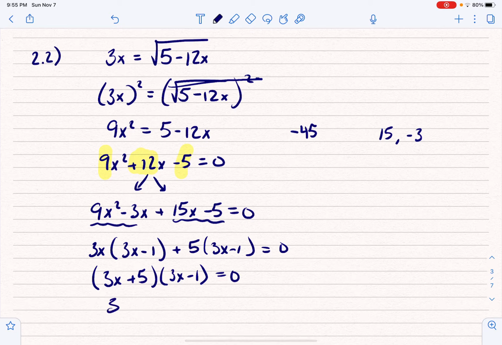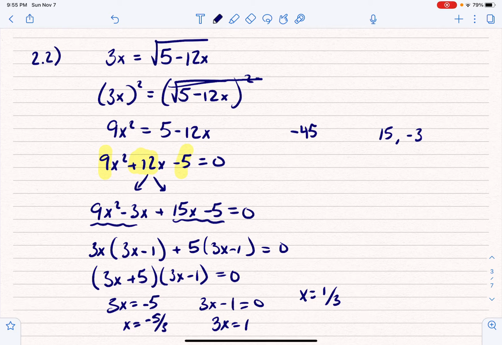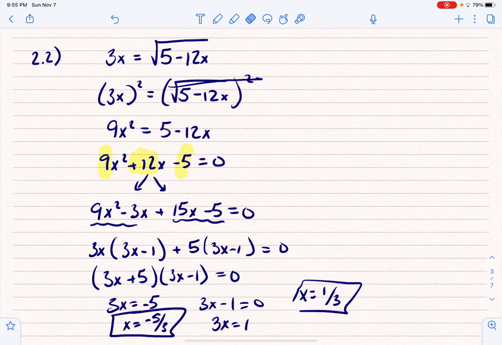Push the 5 to the other side, and you get 3x is equal to -5, so therefore x is equal to -5/3. For this one, you push the 1 to the other side, and you get 3x is equal to 1. So therefore, x is equal to 1/3. So the two answers I have are -5/3 and positive 1/3. So then we come back up, and let's plug those in and see what we get.